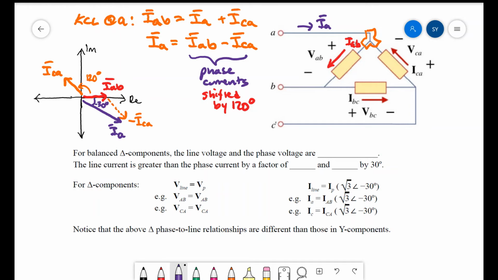This is how we derived that the conversion factor between the line current and the phase current is that the line current is larger by a factor of square root of 3, and that it will lag by 30 degrees. Mathematically, this means that we multiply the phase current by square root of 3 angle minus 30 degrees. Notice that this is different than the voltage conversion factor for Y, which used an angle of plus 30 degrees. Also, in contrast with Y, the delta connected component has an identical relationship between the line voltage and the phase voltage. So no conversion factor is necessary for the voltages.